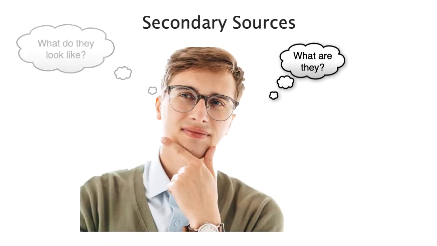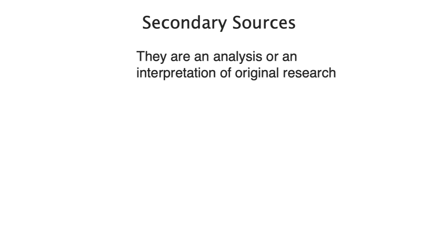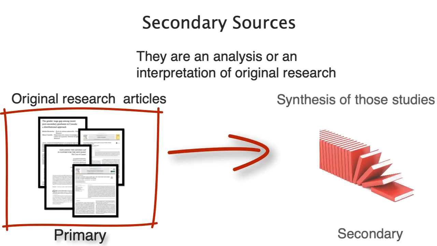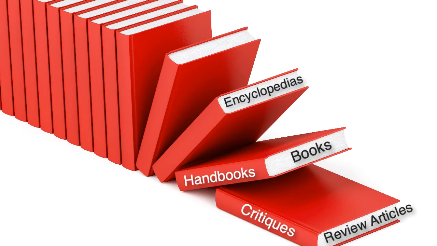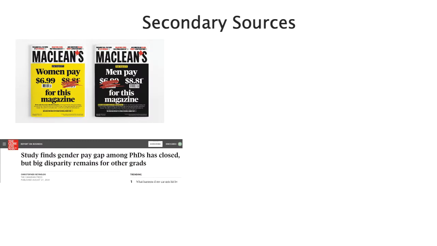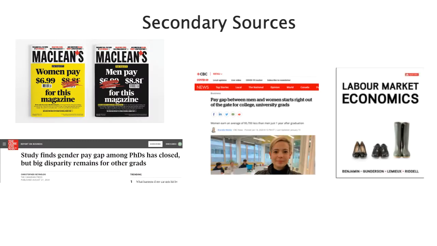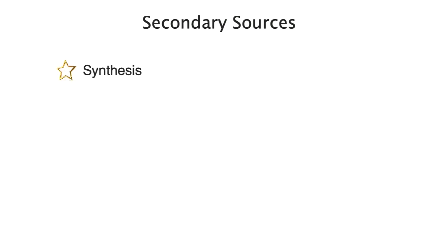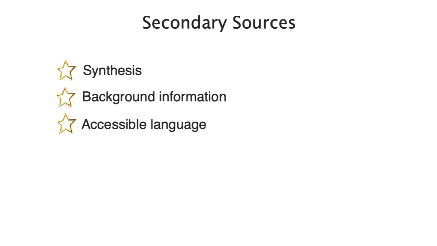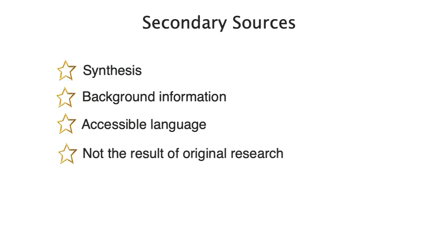So what are secondary sources? Secondary sources interpret and discuss the findings of original research studies that have already been published. These types of sources can take many forms, including review articles, critiques, books, handbooks, encyclopedias, dictionaries, popular news and magazine articles, websites, and your textbook. They are different from primary sources in that they are not the result of original research. Rather, they provide the reader with a summary or a synthesis of existing research or facts, presenting to the reader generalized information found in primary research papers.